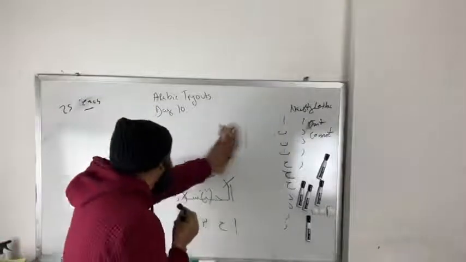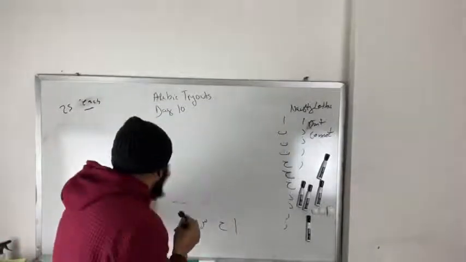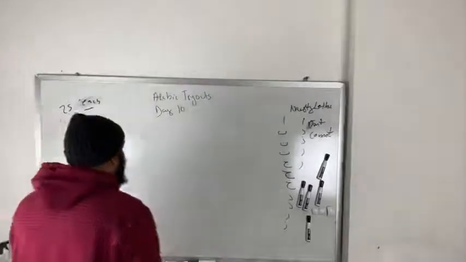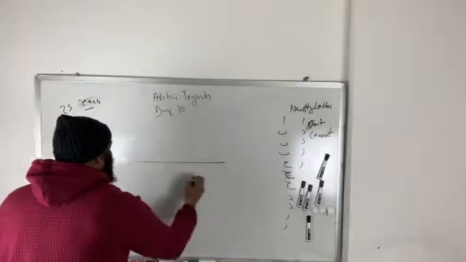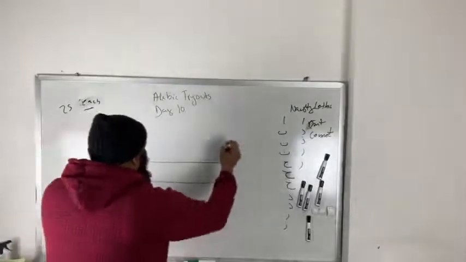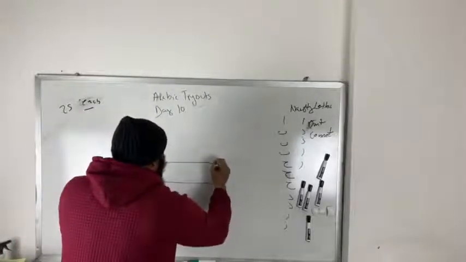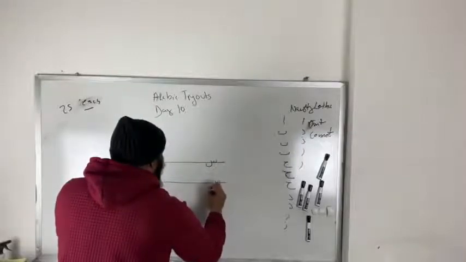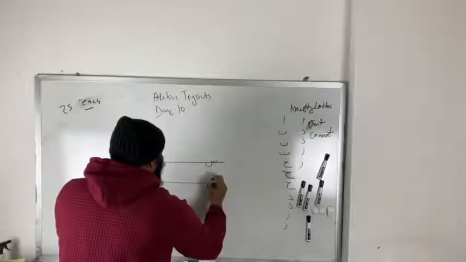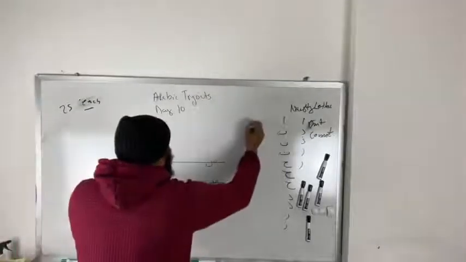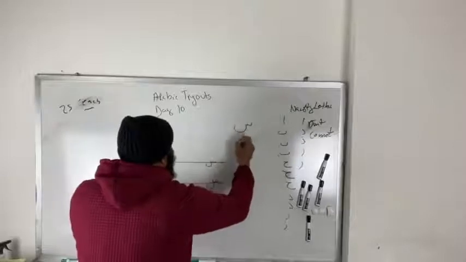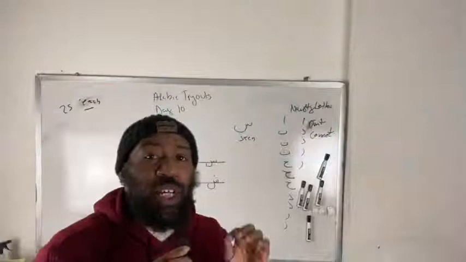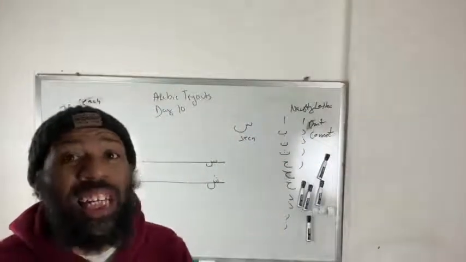All right, so we have reached the letters Sin and Sheen. Okay, the letter Sheen is written just like the letter Sin. All right, so when you see it, Seen. We're going to tell you where it comes from. It comes from the tongue. Seen comes from the tongue.